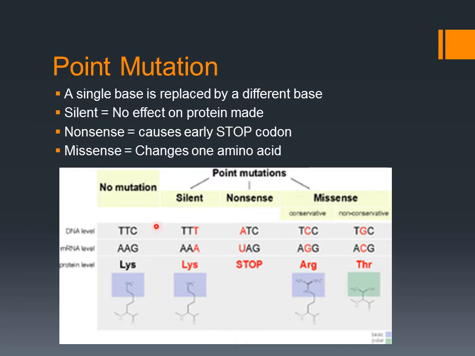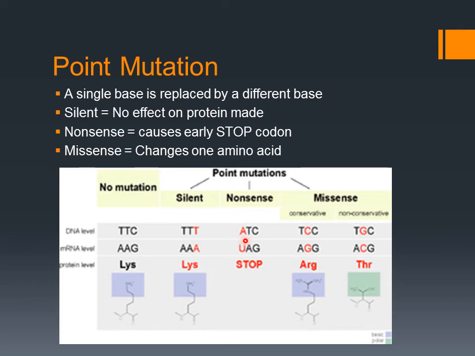So let's look at this graphic where our original DNA is TTC, so thymine, thymine, cytosine. What if we change that cytosine, the last base in the triplet, to a T? Well, when we go to the mRNA, that's going to be changed also. But then when we take the mRNA and look at our codon chart, both AAG and AAA are coding for the same amino acid. So even though we mutated one of the letters, we end up with the same amino acid. So the protein that's made will be no different. And we call that a silent mutation because it's not making any difference.